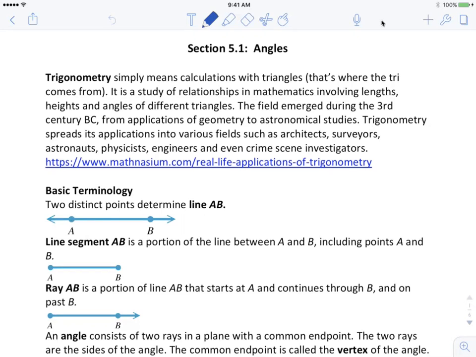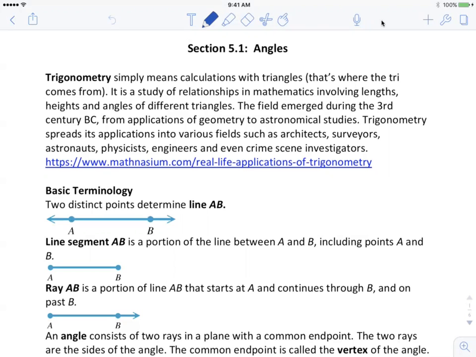I listed some here, and I also listed a link there if you're interested in more about where you see trigonometry. Check out that link. That's where I took that paragraph from as well, so it's not my original paragraph. Anyway, let's jump right into some basic terminology.